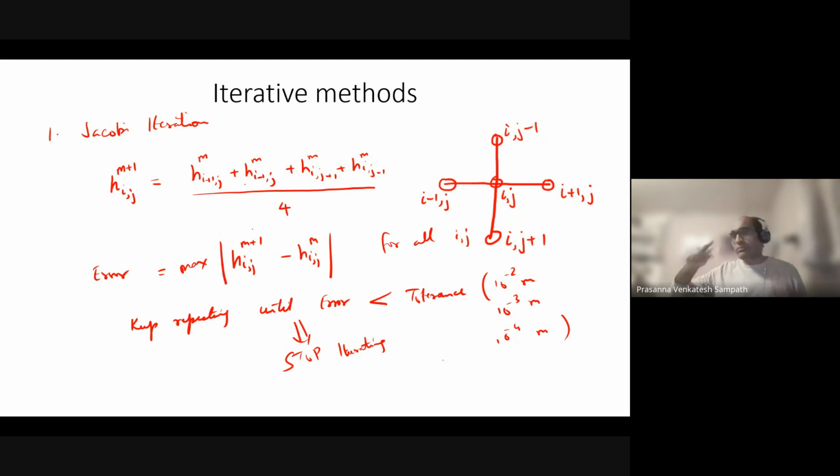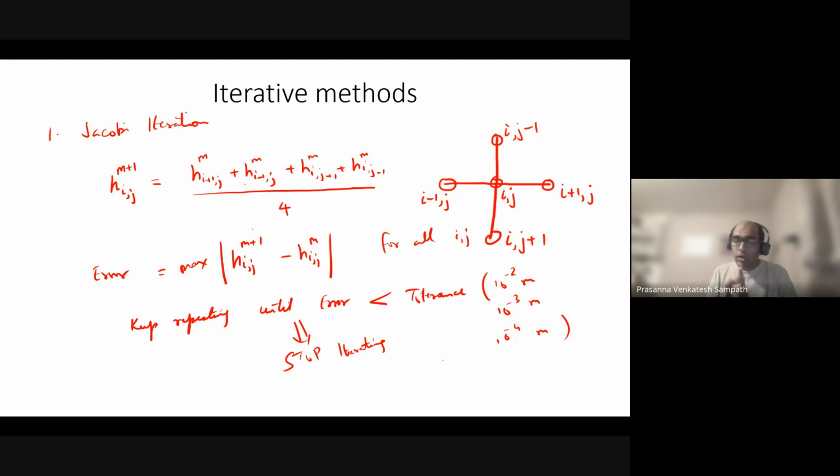You keep going from m equal to 0, which is the first iteration, the initial guess, and then you keep going forward until the error between two successive iterations is small enough. The error is defined as h of I comma j at m plus 1 minus h of I comma j at m, which means at a particular cell, you compute the head at iteration number m plus 1 and then compare it with the number at the mth iteration. You take the absolute value of this, and then you find the maximum value out of all the cells inside our domain.